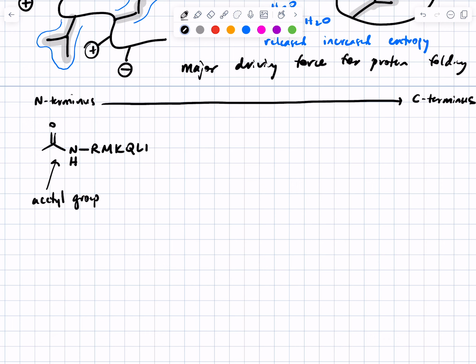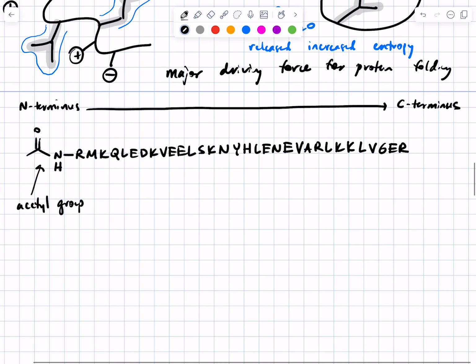R, M, K, Q, L, E, D, K, V, E, E, L, S, K, N, Y, H, L, E, N, E, V, A, R, L, K, K, L, V, G, E, R, and then the C-terminal R has a free carboxylic acid, which at physiological pH should be in its negatively charged form.